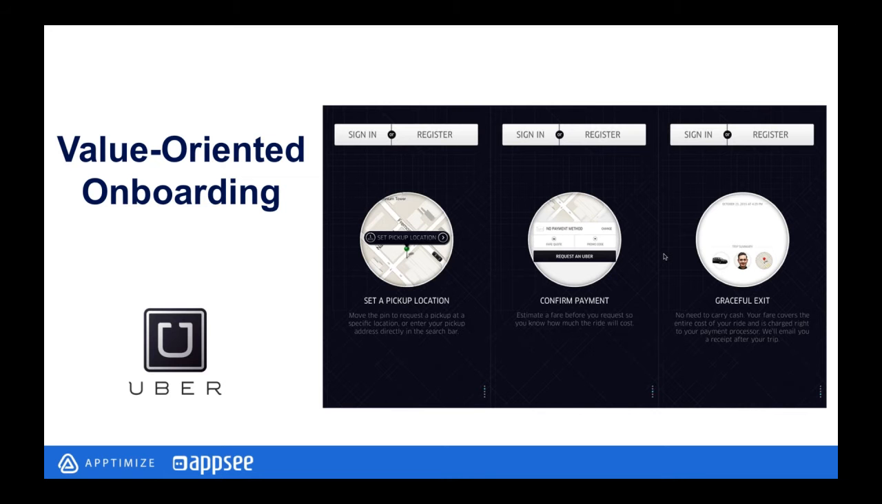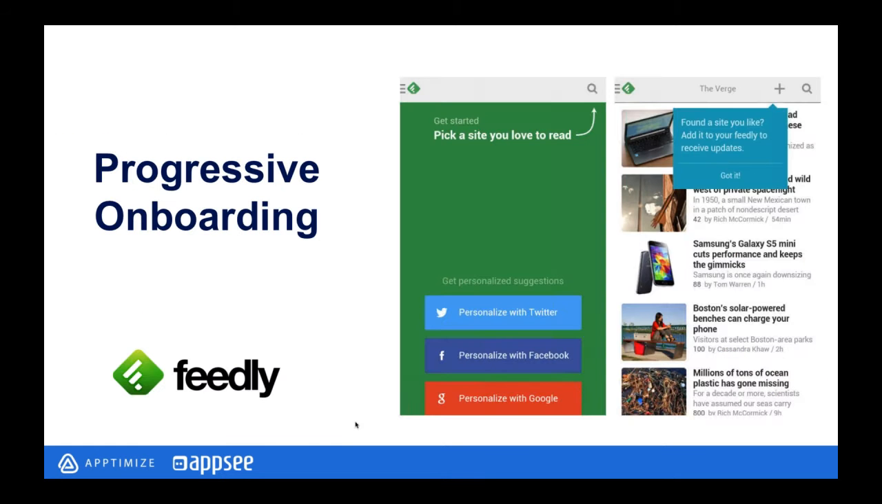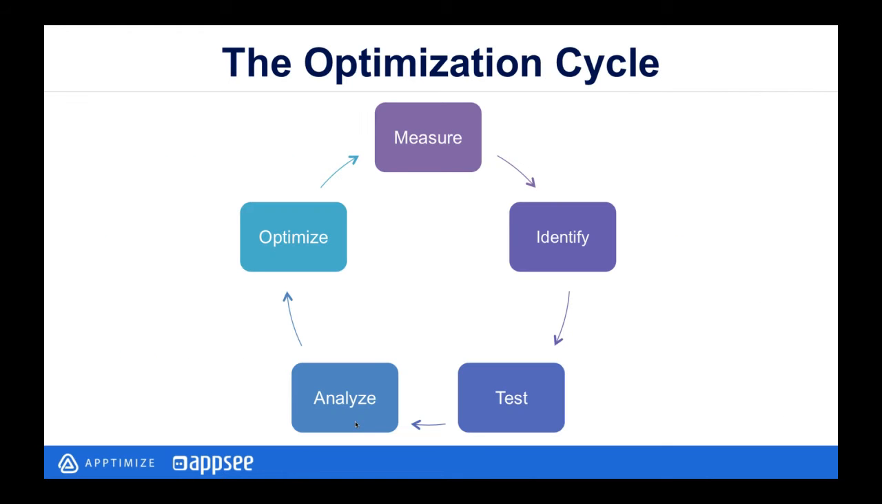The first example we have is Uber, and they do what's called value-oriented onboarding. Uber has a set of screens here that really convey a few specific things about the app. First, what does the app do? How can the user integrate it into their life? And what value is this going to provide? You can see that Uber talks about setting a pickup location, confirming payment, and making a graceful exit. They want to transition users as easily and as seamlessly as possible to get them to start using the app.